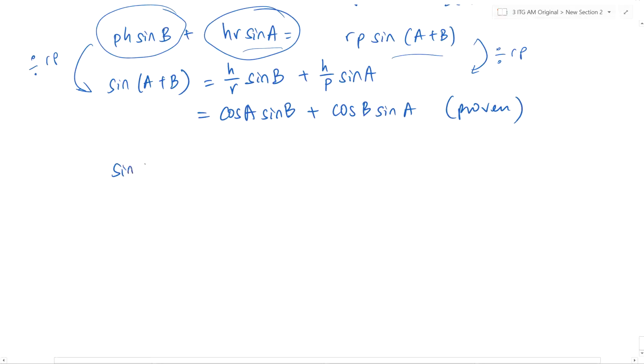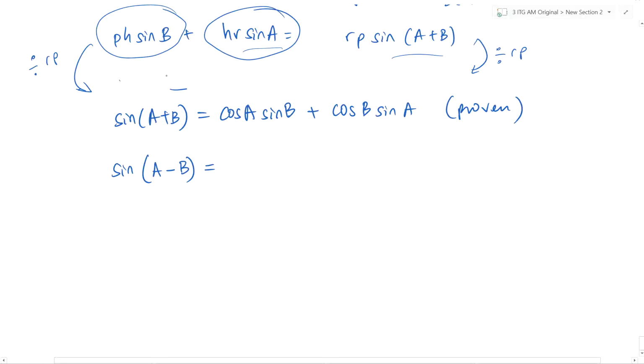sine A minus B? By the way, you don't need to copy down, it's all in your textbook. What about sine A minus B? Do you want to draw triangles all over again? No need. We have already proven this. We're all convinced. These two are the same.